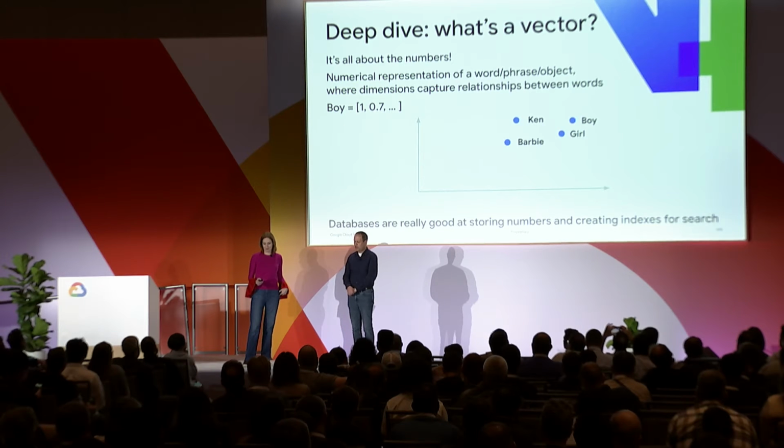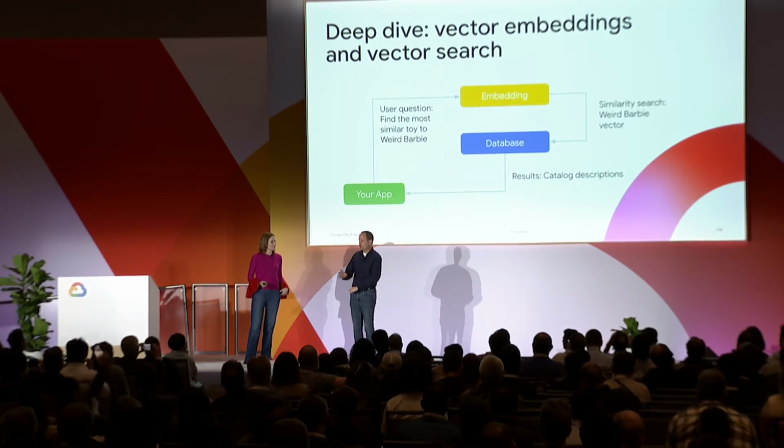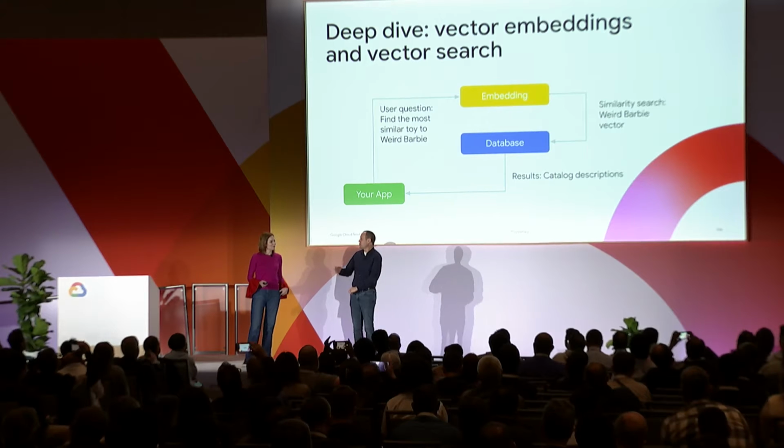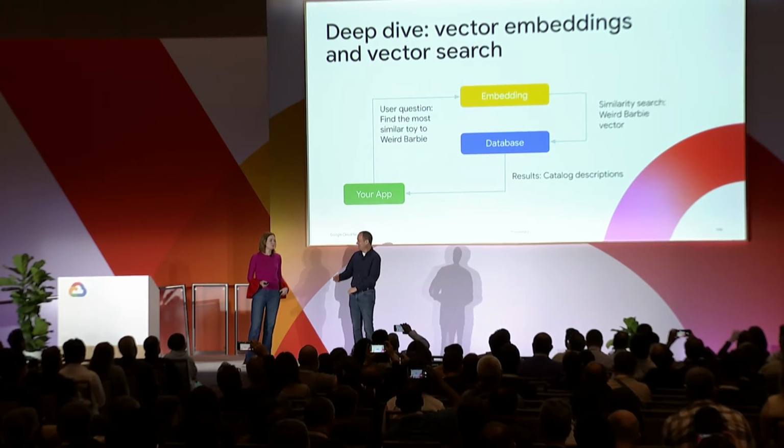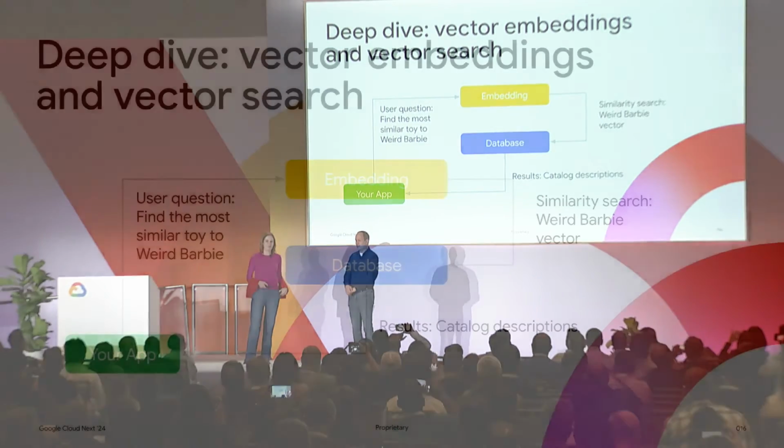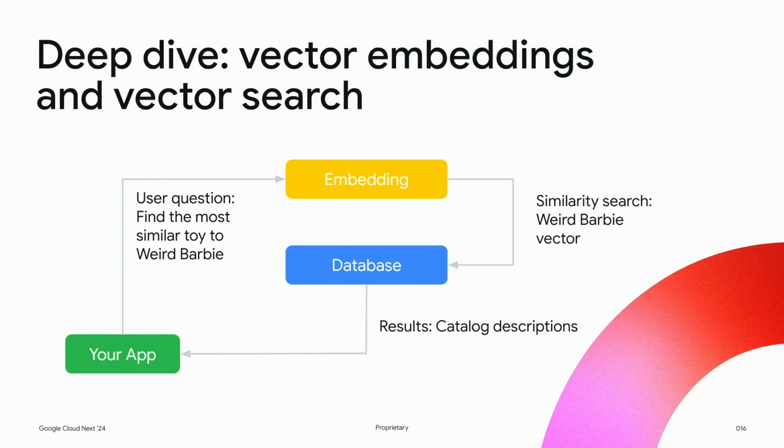And just to clarify, Ken and Barbie are close to each other because the model essentially knows who Ken and Barbie are, right? We'll see that later in the demo. It's amazing how much Gemini knows about Ken and Barbie. It's pretty shocking. Well, it may not have yet ingested the movie, but we'll find out.